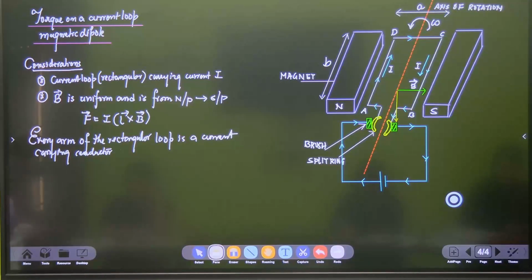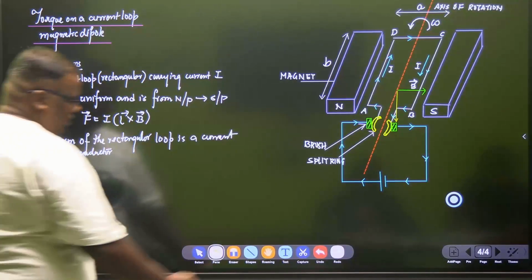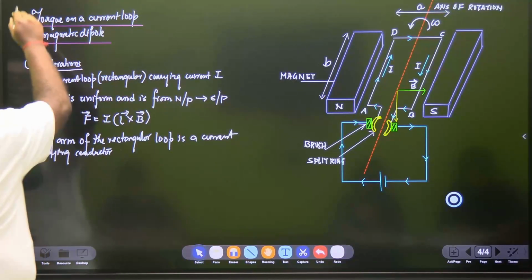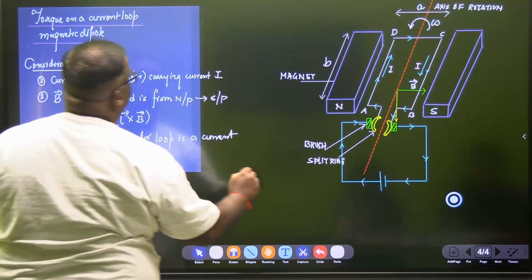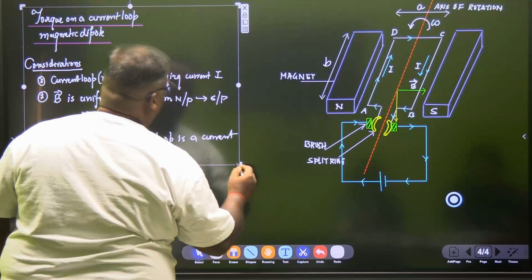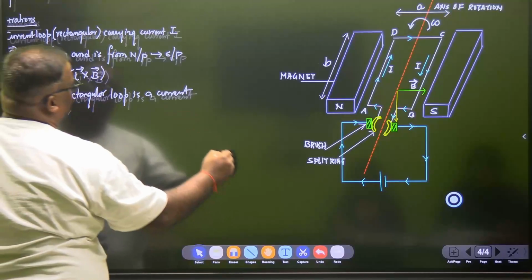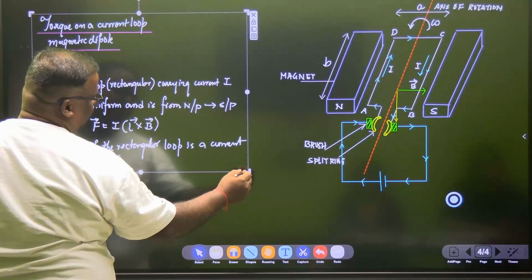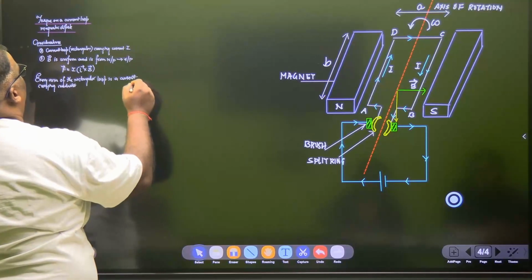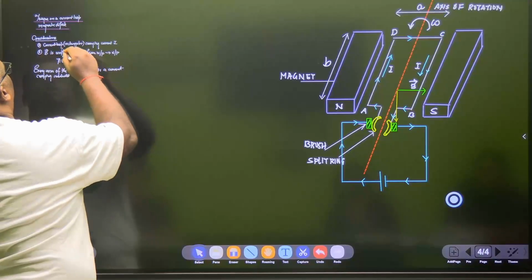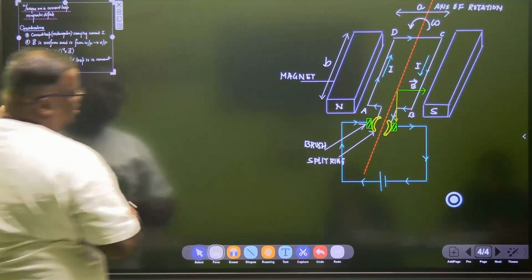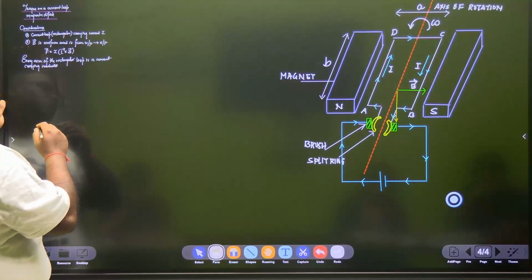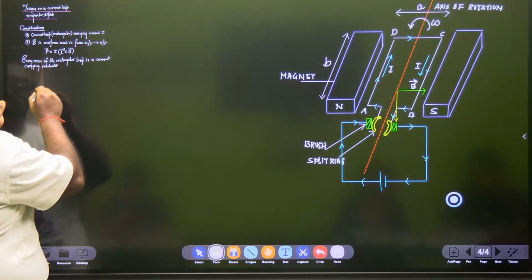Guess the story, easy now? So every arm of the rectangular loop is a current carrying conductor. So we will analyze each and every arm, but let me make this a little bit smaller now, else I have to change the screen. Okay, every arm is a current carrying conductor. Now let's start our analysis. Let's start with the arm AD.